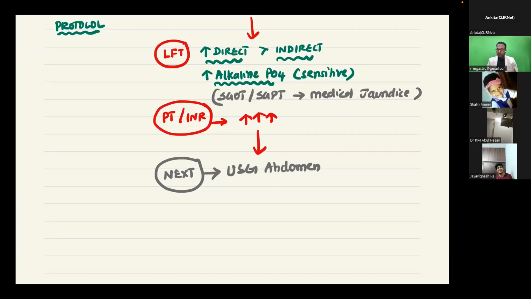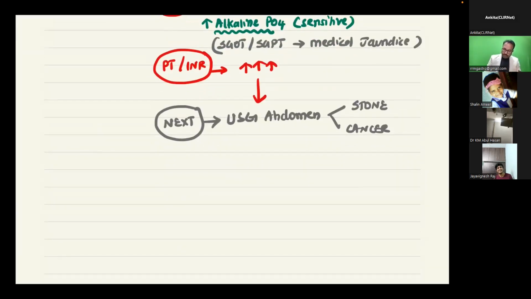Ultrasound abdomen will show you whether it is a problem due to stone or it is a problem due to cancer, but it is not accurate. It will help you to go for a diagnosis. So it will help you whether it is a stone or cancer, you can derive from this ultrasound.